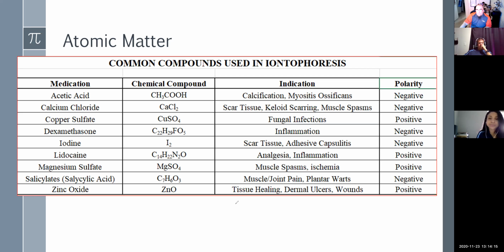And then zinc oxide we'll use in conjunction a lot of times with iodine for tissue healing, especially in dermal ulcers, is the old term. I should really change this slide a little bit. Does anyone know what the new term for dermal ulcers is? We stopped using dermal ulcers and we now call them pressure injuries.